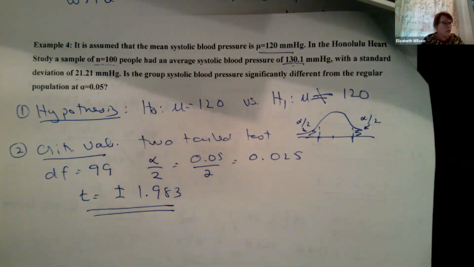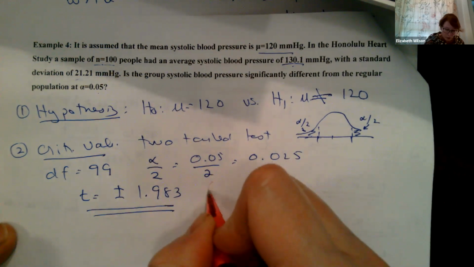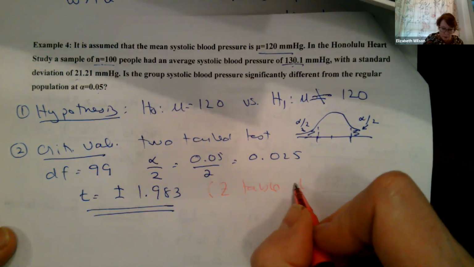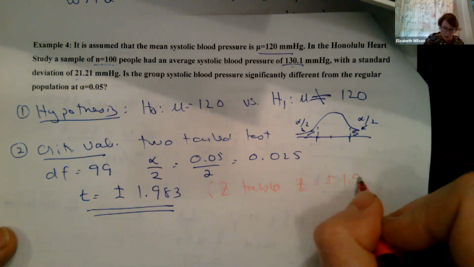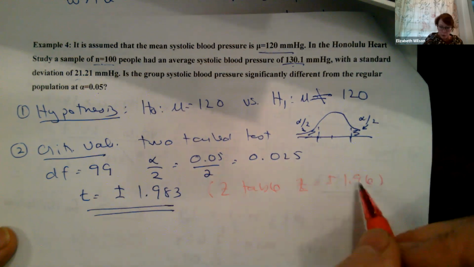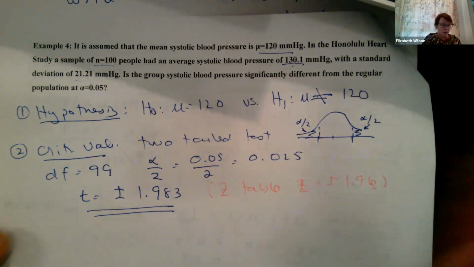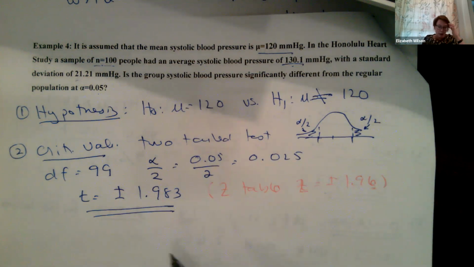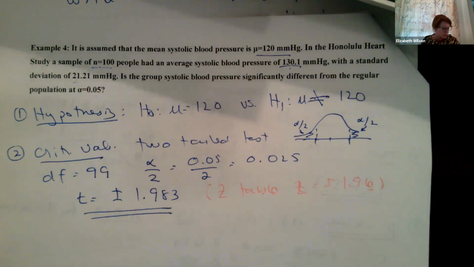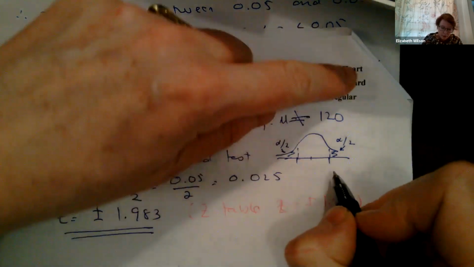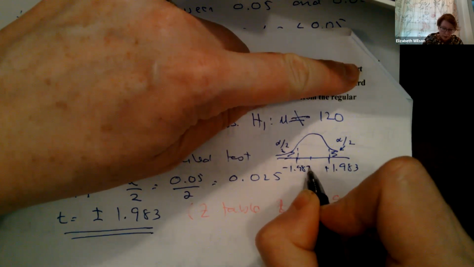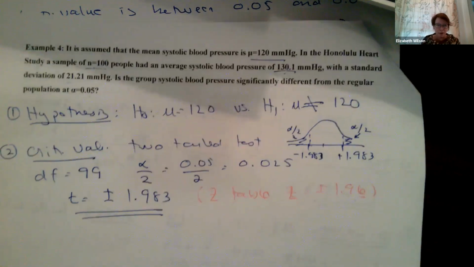I'll write this in pink. On our z-table, for alpha over 2, the z-value is equal to plus or minus 1.96. So it's not too far off: 1.983, 1.96. Just keep that in mind in terms of comparisons with our z-table. See how as our sample number gets higher, we're approaching our z-table. The values are getting really similar. So this is positive 1.983, and this is negative 1.983 in terms of my t-values. That defines my critical region.